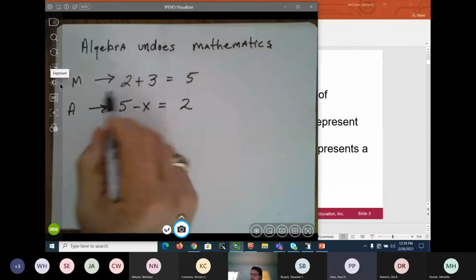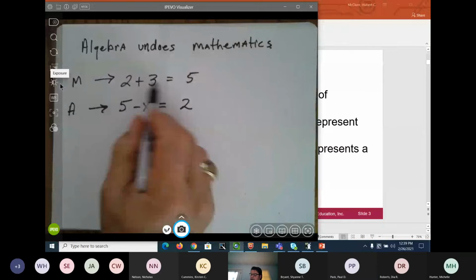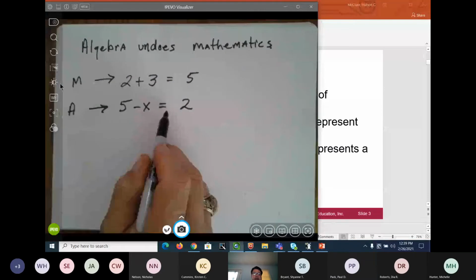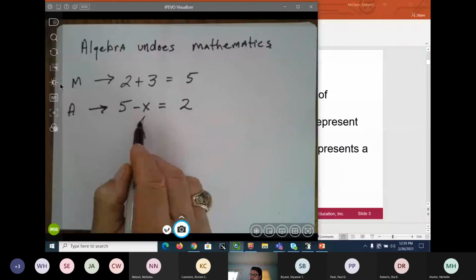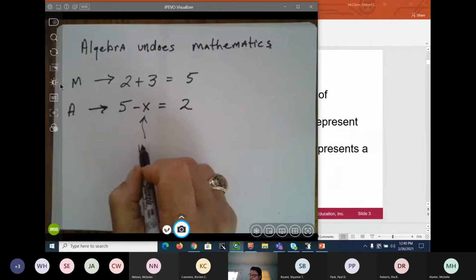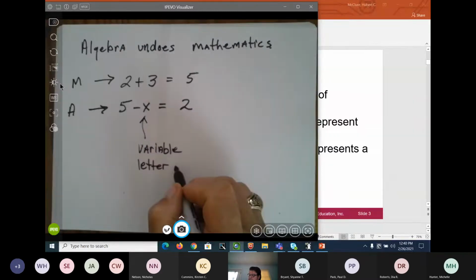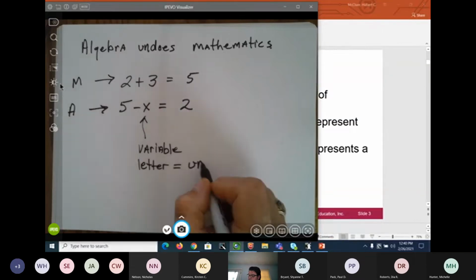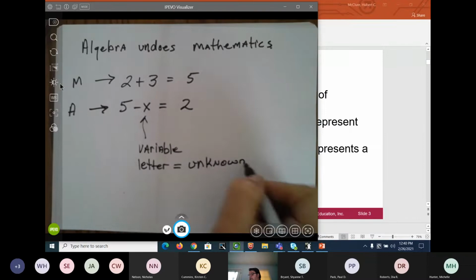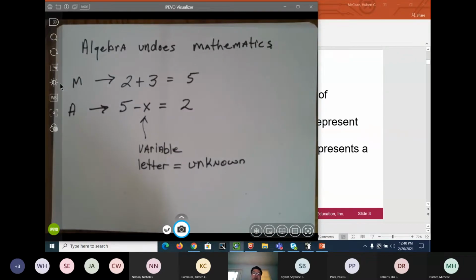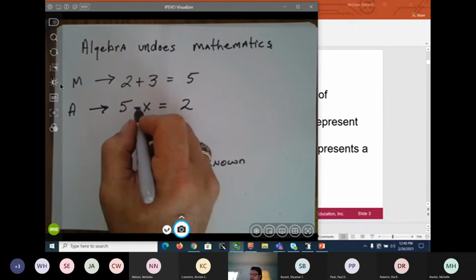All right, so this is a mathematical sentence, and this is an algebraic sentence. An algebraic sentence has a variable in it. A variable is a letter that signifies or symbolizes the unknown. Now, a lot of people can say, well, heck, that's easy. Let's say 5 minus x is equal to 2. Yeah, x is equal to 3, basically.